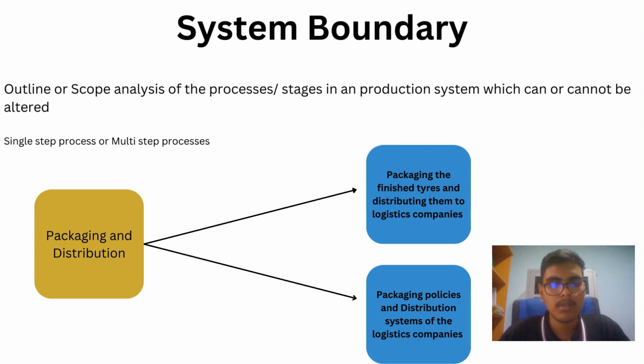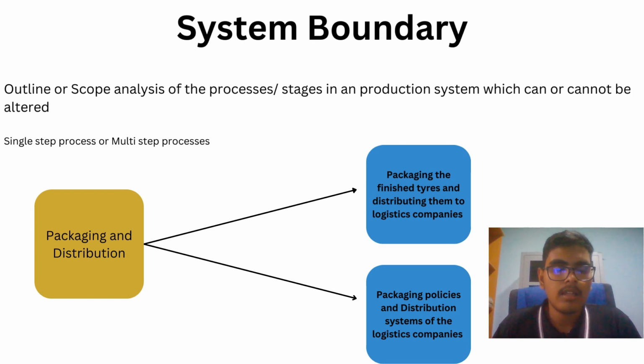Then we come to our system boundary. What is a system boundary? We define the system boundary as an outline of the processes in a system which can or cannot be altered. A system boundary can be considered for a single process or a multi-process. For example, I will be taking the packaging and distribution multi-step process.